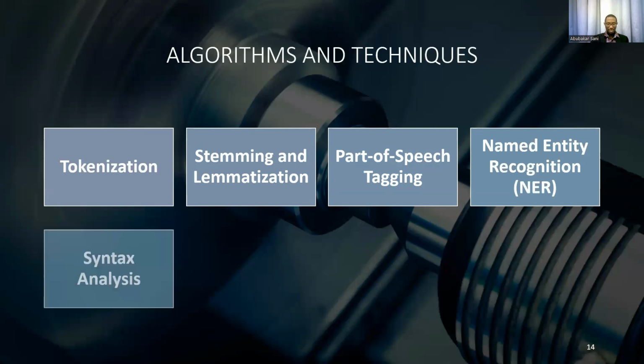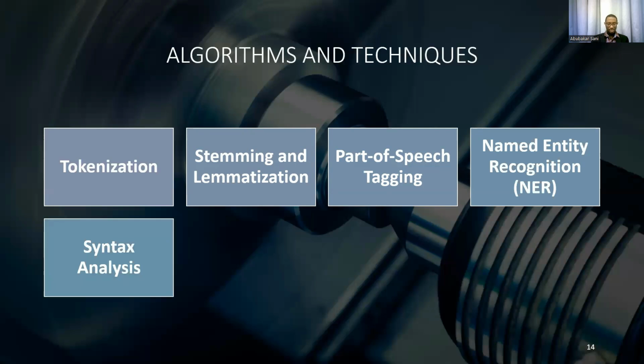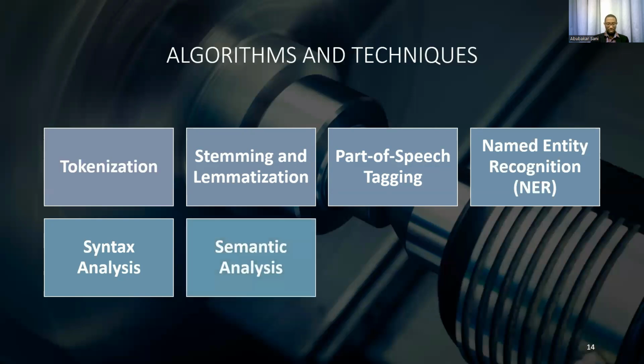You have syntax analysis. Here you try to understand the grammatical structure of a sentence, see how good it is. We have semantic analysis. Here we try to understand the semantics embedded in that word or in that text. So what is the meaning of the text? That is the semantics. Syntax is how good grammatically the text is structured.